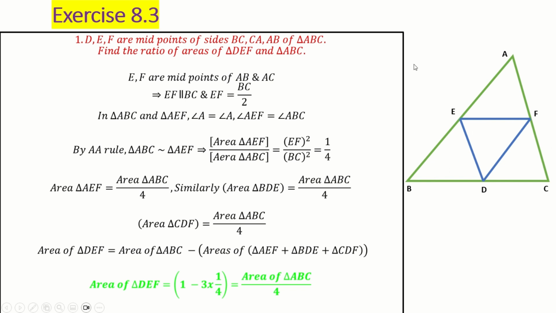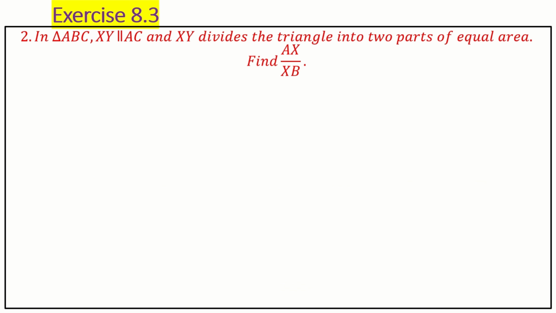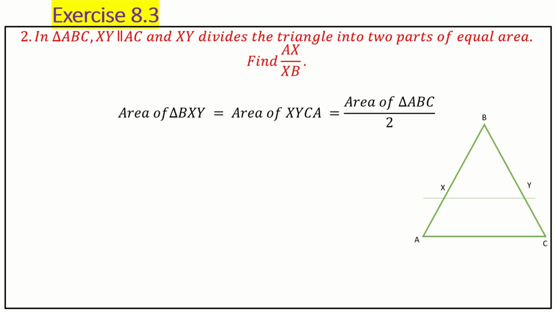Okay, next. In triangle ABC, XY is parallel to AC and XY divides the triangle into two parts of equal area. Find AX by XB. So XY is parallel to AC and XY is dividing this triangle into two equal areas. That is, area of BXY is equal to area of AXYC, which is equal to half of area of ABC.